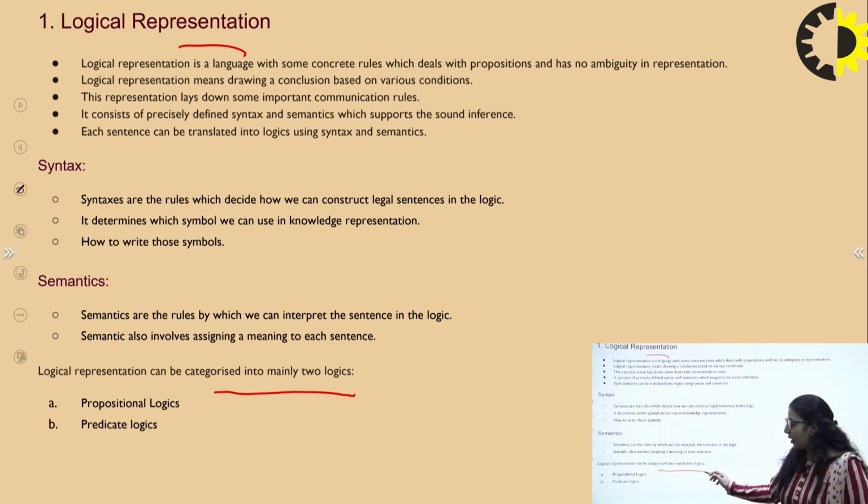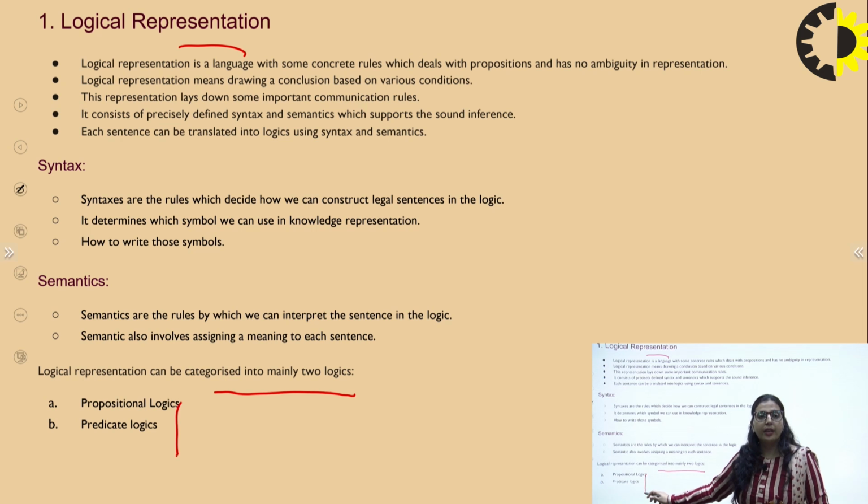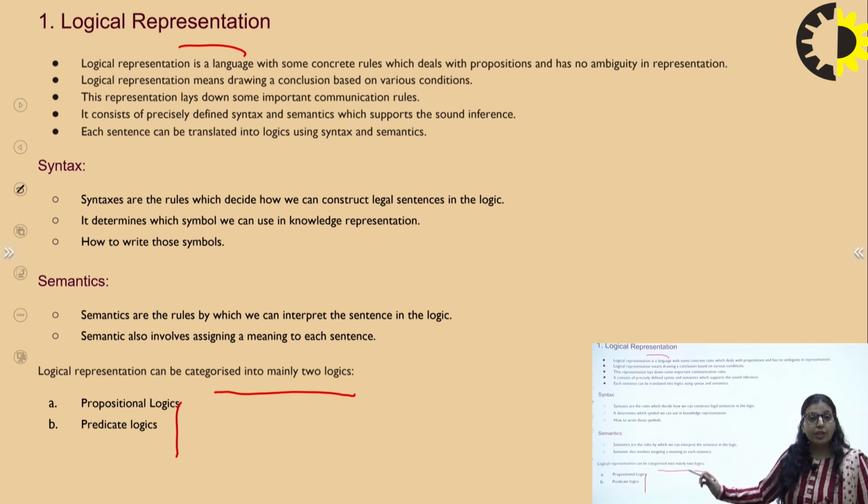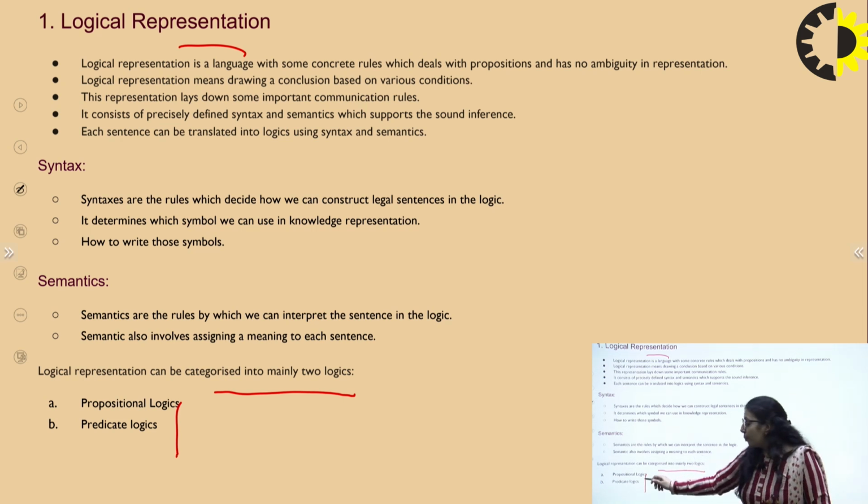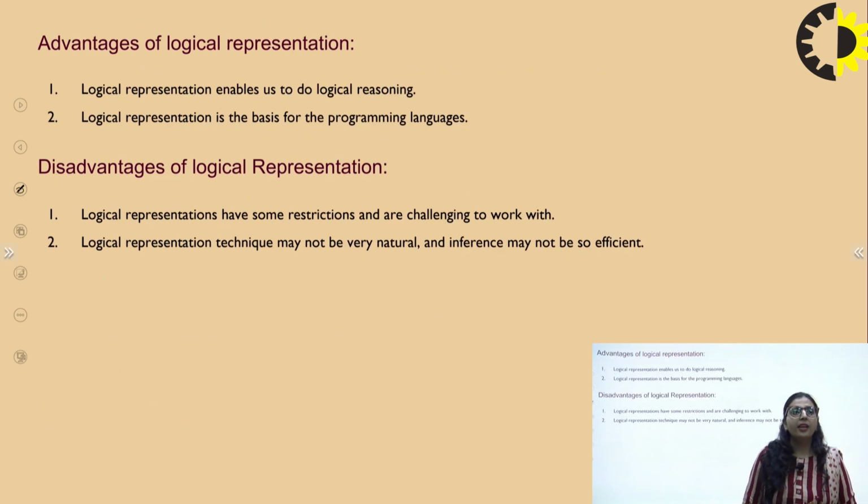The logics can be categorized into two forms that I have already covered in inferential knowledge: propositional logic and predicate logic, which we can use to represent knowledge. It has some advantages for why we use logical representation, because it enables us to do logical reasoning. It can enable us to give logical reasons, right? And another advantage is that it is the basis of programming languages.